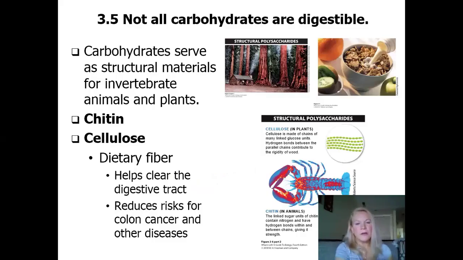So we have other carbohydrates in the form of chitin, this is here, and then you think about your shelled animals like lobster and crabs, that hard shell, right, that's chitin. So that's not digestible to us. Cellulose, here you have a picture of, this is a close-up of the chains of sugars in plants. That is not digestible to us as well.